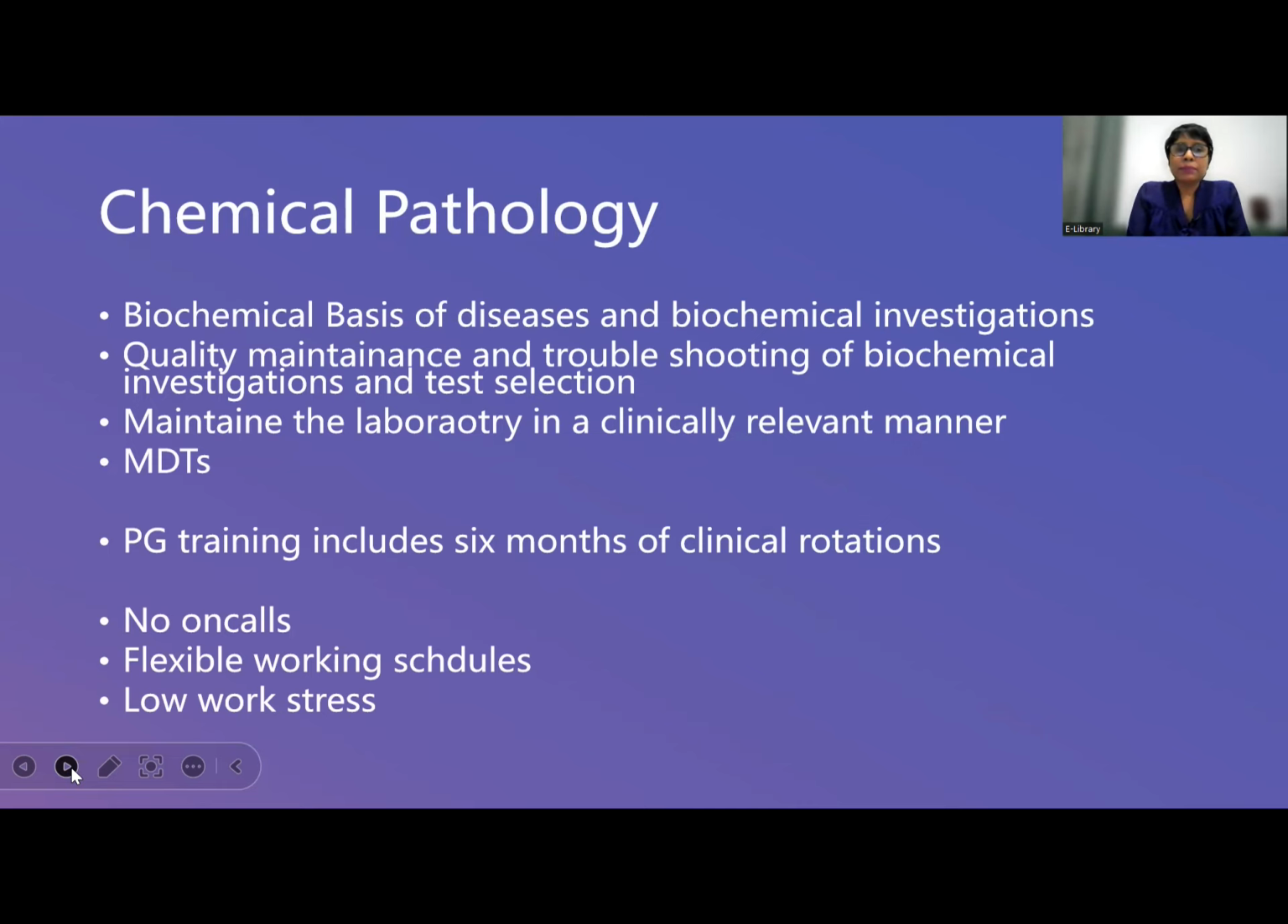Nowadays, no tertiary care hospital can run without a chemical pathologist in the laboratory, because it's so important to have these things streamlined. Of course, even as a hematologist, it's the hematologist's duty to maintain the hematological tests in a reliable manner. Here, in chemical pathology, again, you have to participate in MDTs, and the postgraduate training period includes 6 months of clinical rotation. Again, no on-calls, flexible working schedules, and therefore low work-related stress.